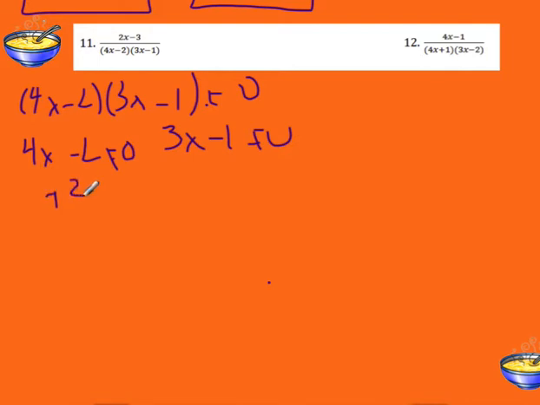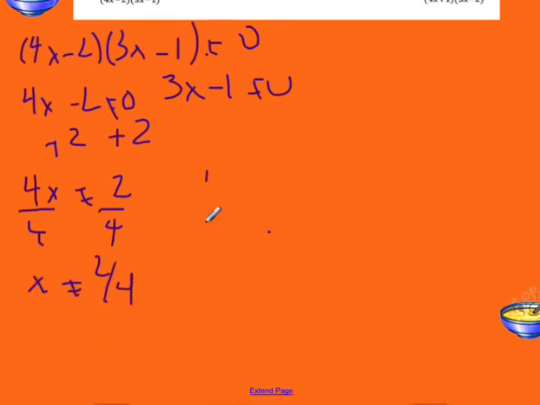So to start off with here, I'm going to add 2 to both sides. So then I get 4x cannot equal 2. And then I'm going to divide both sides by 4, and I get that x cannot equal 2 over 4. Well, 2 over 4 is the same as 1/2 because you can divide both of those by 2, or it could be 0.5. Both of those are acceptable answers.